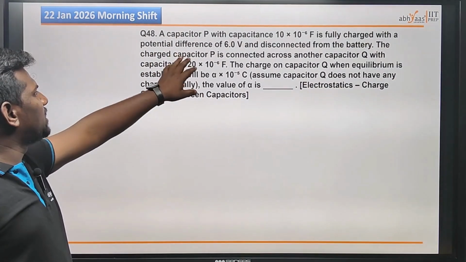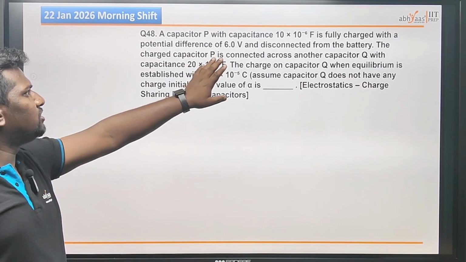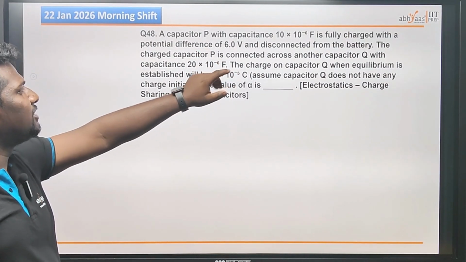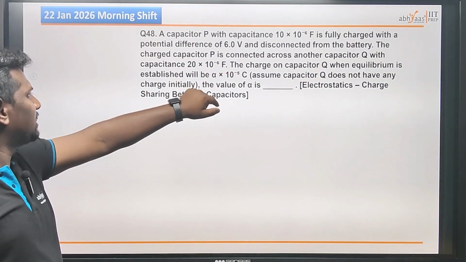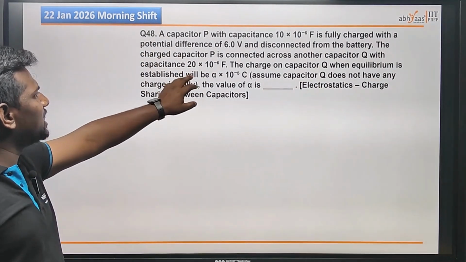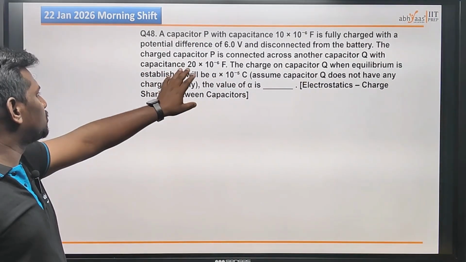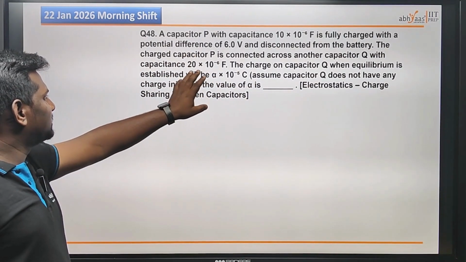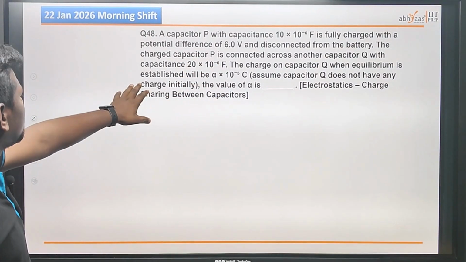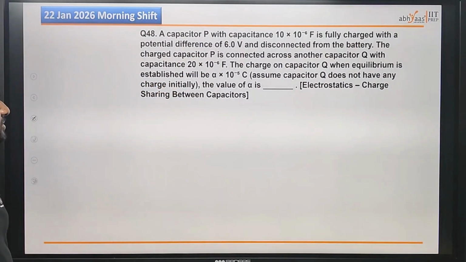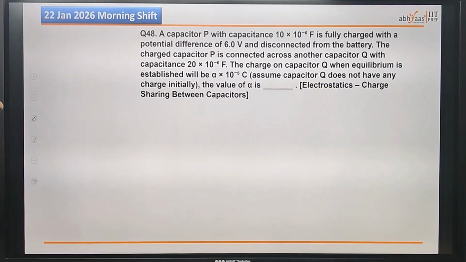So the capacitor P with the capacitance 10 into 10 to the power minus 6 is fully charged with a potential difference of 6 volts and disconnected from the battery. The charged capacitor P is connected across another capacitor Q with the capacitance 20 into 10 to the power minus 6 farad. The charge on the capacitor Q when the equilibrium is established. So alpha they have to find. We have to find the alpha value.